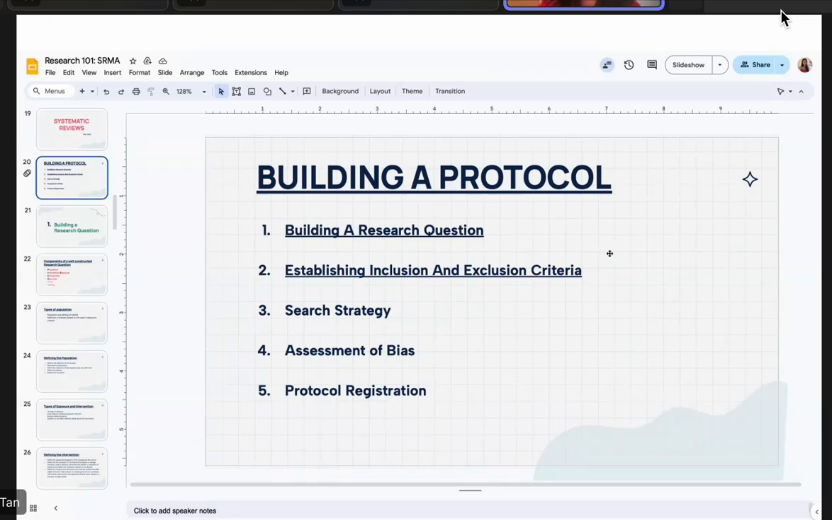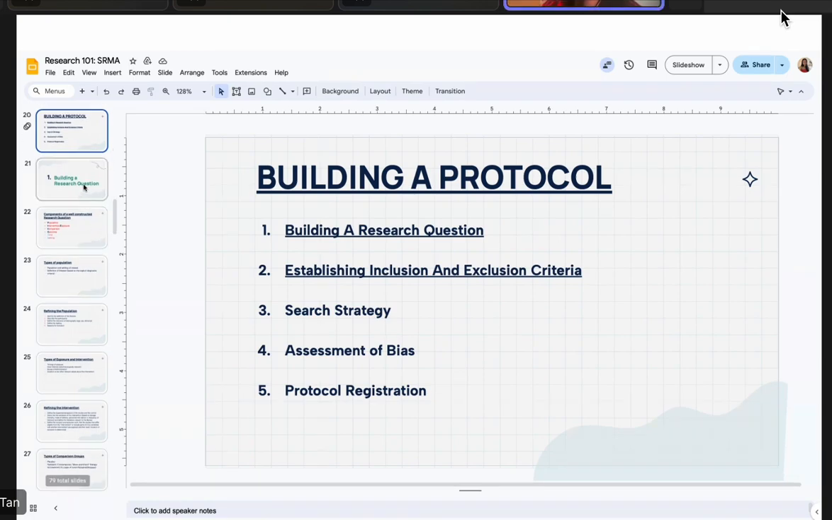Establishing inclusion and exclusion criteria. So again, this is what kind of studies you're going to include and what kind of studies you think is not relevant for your research question. And then your search strategy. So that is composing the kind of keywords that you're going to put into your database. We'll go through this one by one, no worries. And then the assessment of bias and your protocol registration.